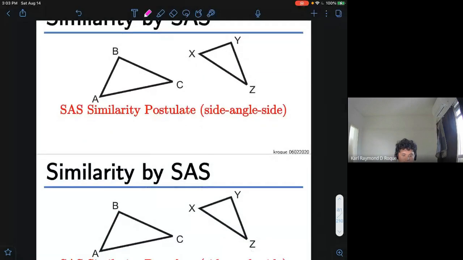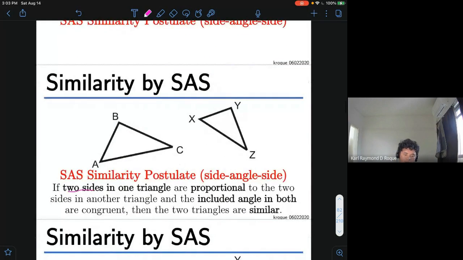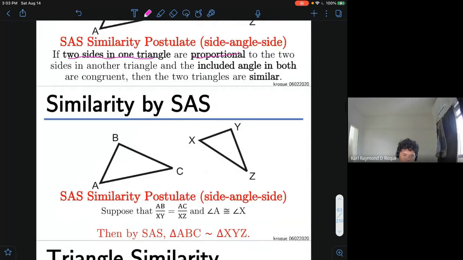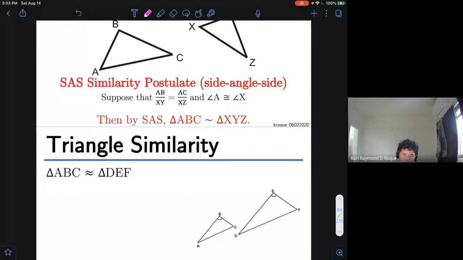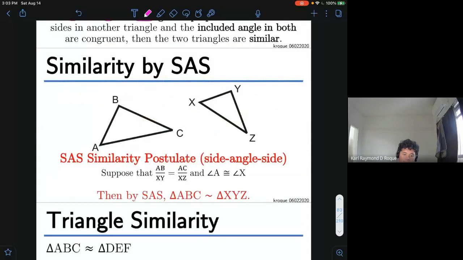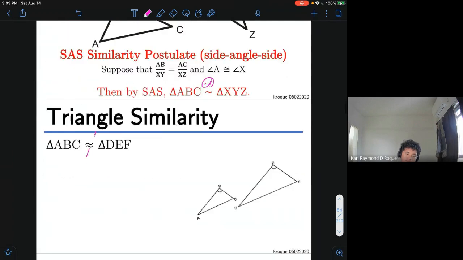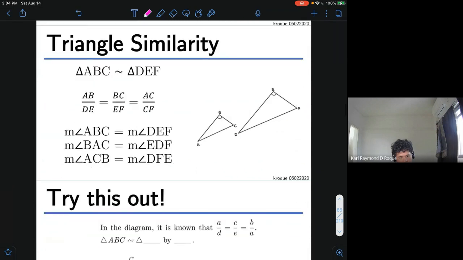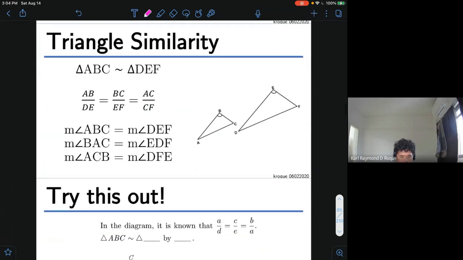SAS naman, same pattern. Two sides in one triangle are proportional, tas yung angle na nasa gitna nila, example, itong dalawa magka-proportional, tas yung nasa gitna nila, equal, congruent, similar sila. Ayan. That's it. Symbol of similarity is ito, tilde, yun lang.